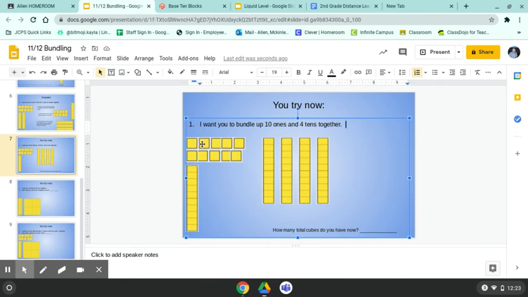You could just add these 10 with this individually. It would be the same answer. But if you go ahead and bundle up these ones and make it into a 10 rod, it's going to be so much easier. Let me show you.